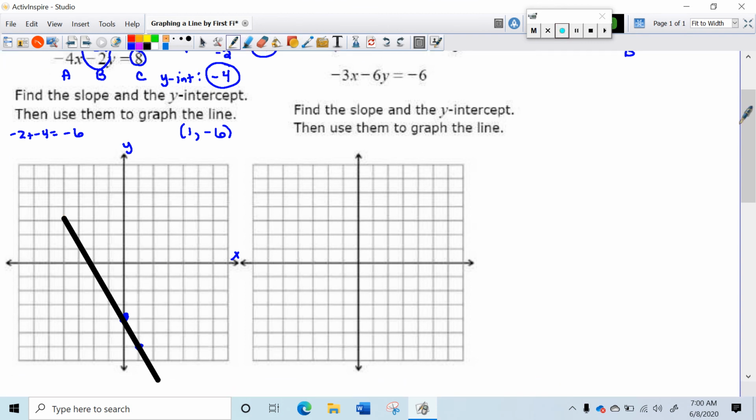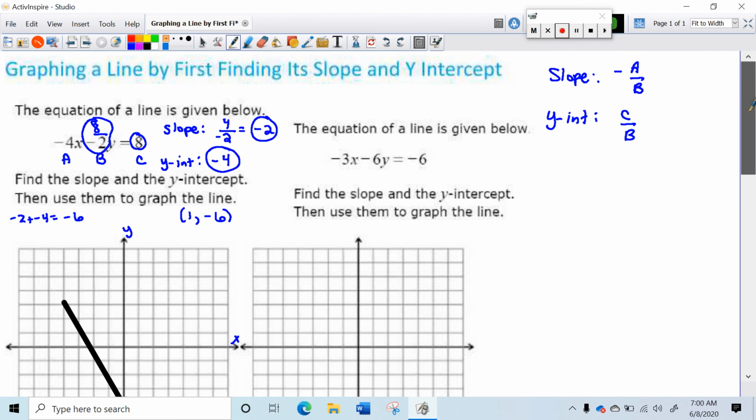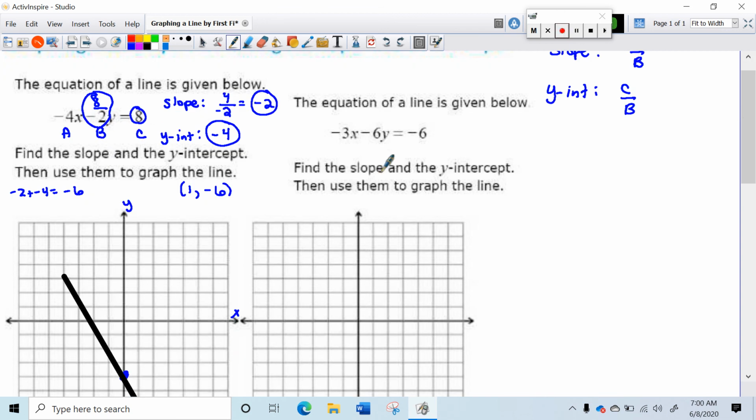Okay, so again, this is A, B, and C. The slope is the opposite of A, so the opposite of negative 3 is positive 3 over B, negative 6. Now that can simplify to negative 1/2, so that's the slope there.